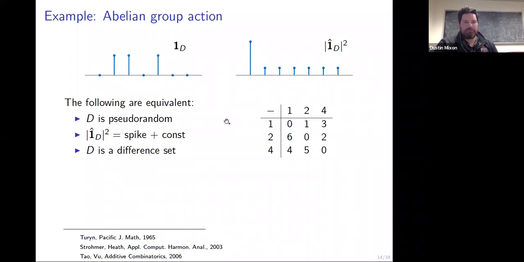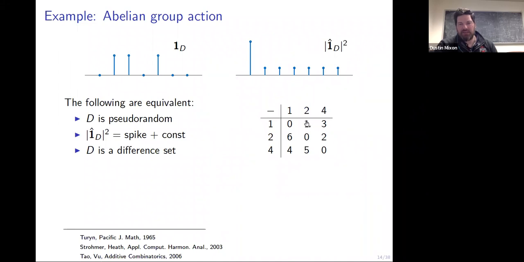So this spike plus constant behavior is really coming from the fact that D is something known as a difference set. If you take the table of all differences between members of D, then you end up with, 1 minus 1 is 0, 2 minus 1 is 1, 4 minus 1 is 3, etc. So on the diagonal, you're going to get all zeros because that's when you're subtracting a number by itself.